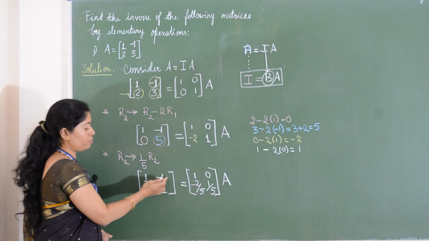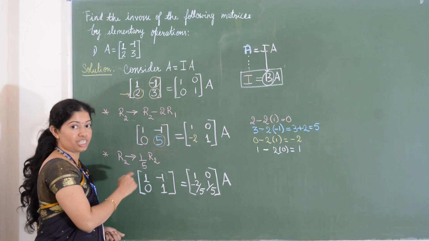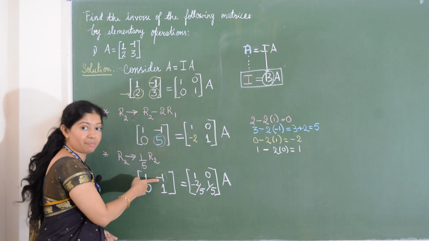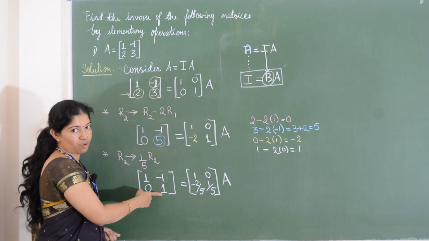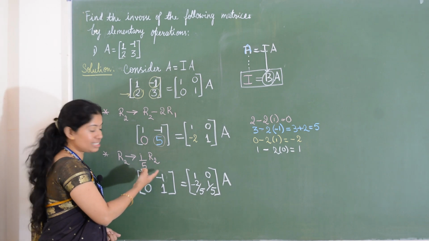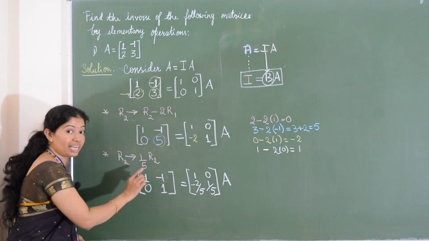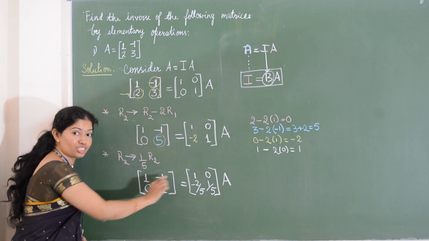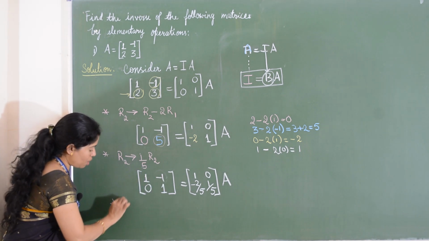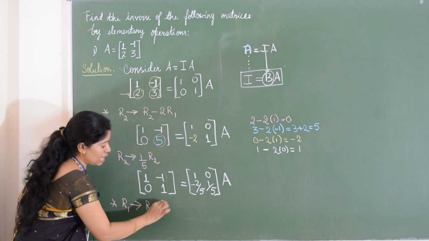Next, we have to make this entry as a 0. How to make this entry 0? See the elements. You have here minus 1 and here you have a 1. So when you add these two, minus 1 and plus 1 will make 0, right? So we will do the operation what? So we are doing, careful here, we are doing the operation to the first row. So R1 changes to R1 plus R2.